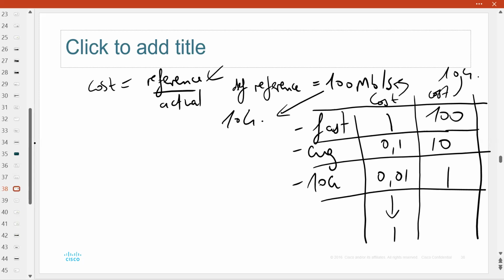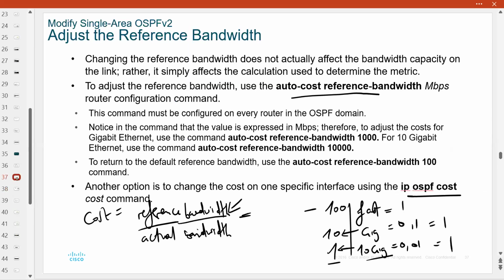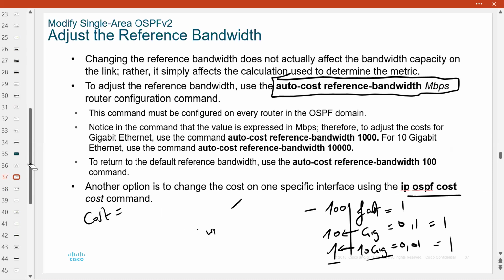Basically, this is how you manipulate the auto cost reference. This is the value that you just changed. Here you go to auto-cost reference-bandwidth and you change that value in megabytes per second. So in our example, we used the 10 gigabyte link. What is 10 gigabytes per second in megabytes per second? Is it 1,000 or 10,000?